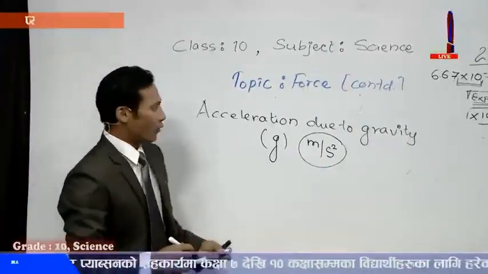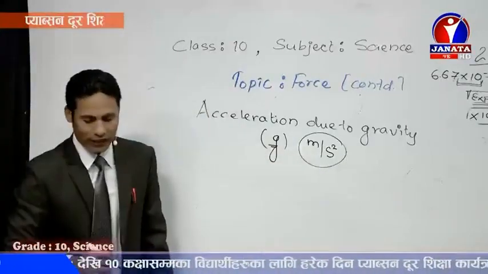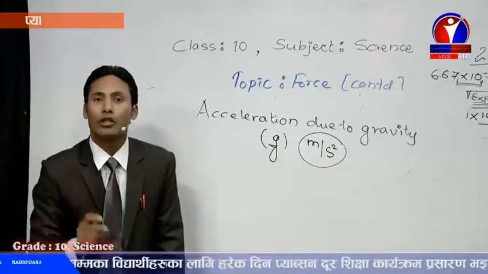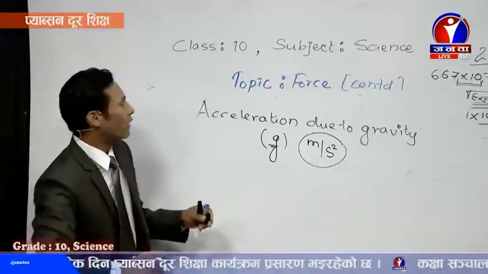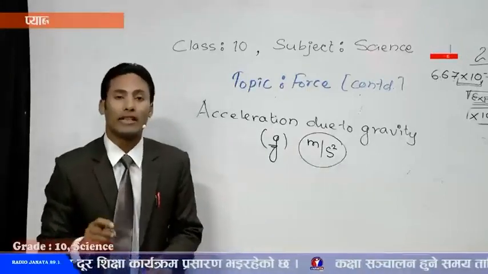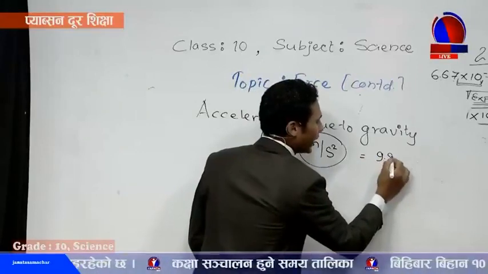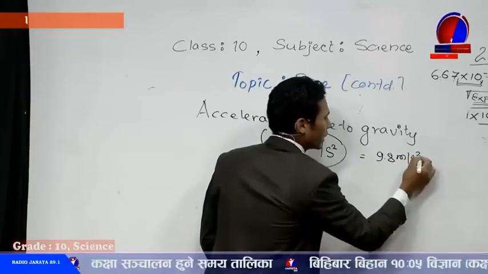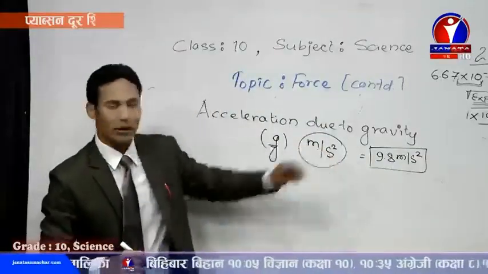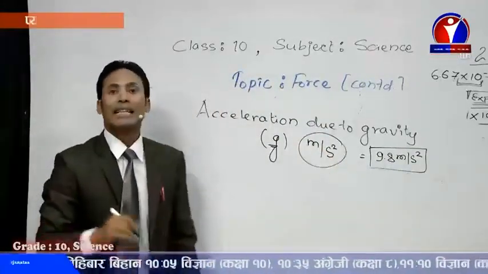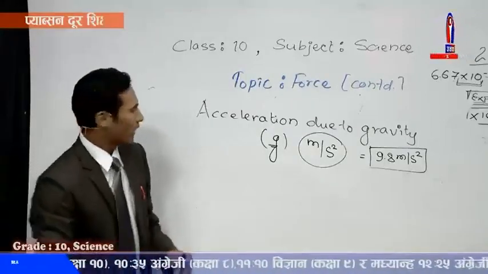Now, for the acceleration due to gravity g, we need to derive the formula. Before deriving, let's see the value. The average value of acceleration due to gravity of Earth is 9.8 meter per second square. We may calculate how we get this 9.8 later on. Before that, let's derive the formula for acceleration due to gravity.